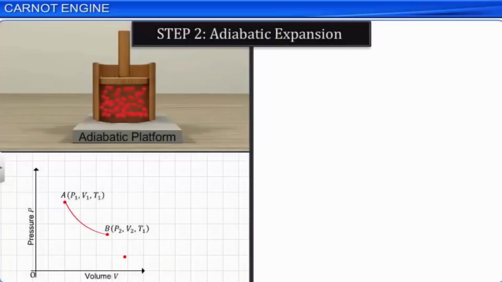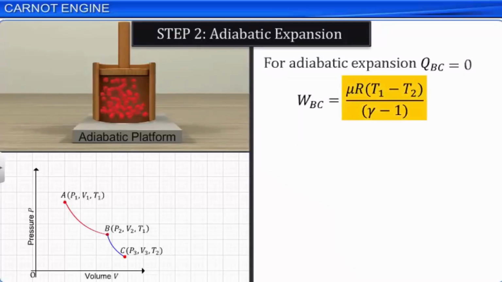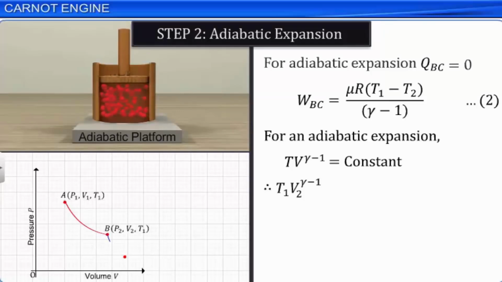For an adiabatic process, heat absorbed Q_BC is equal to 0, and the work done W_BC is equal to μR(T1 − T2)/(γ − 1). Let this be equation 2. Since for an adiabatic process, TV^(γ−1) is constant, we can write T1 V2^(γ−1) is equal to T2 V3^(γ−1). Let this be equation 3.